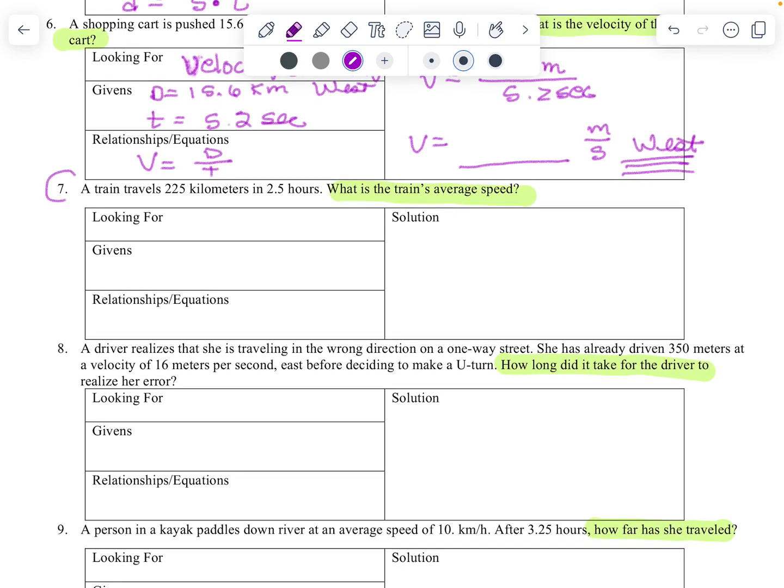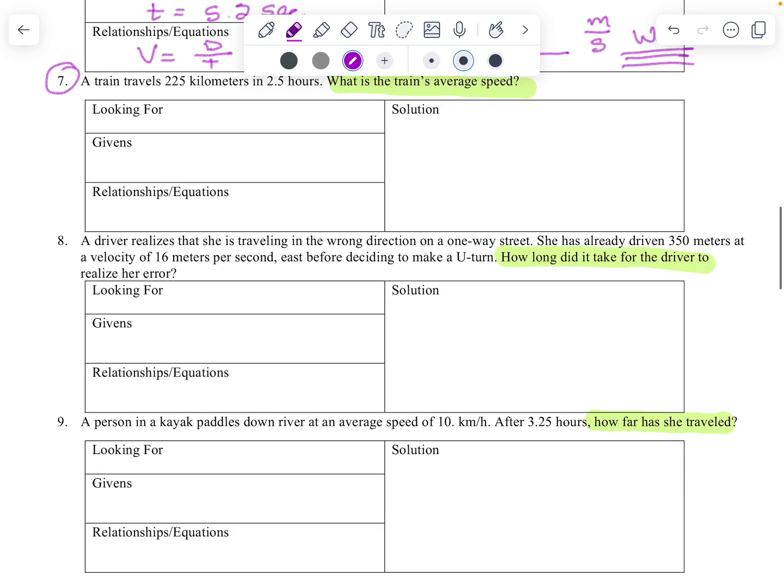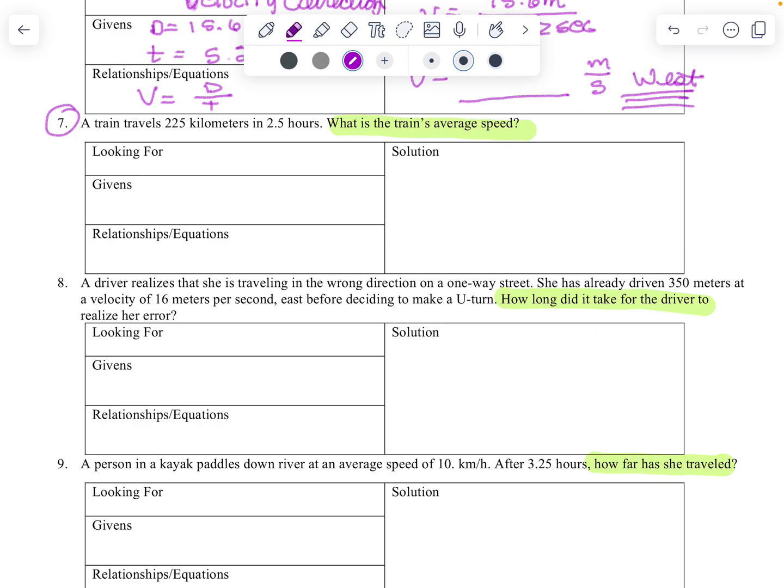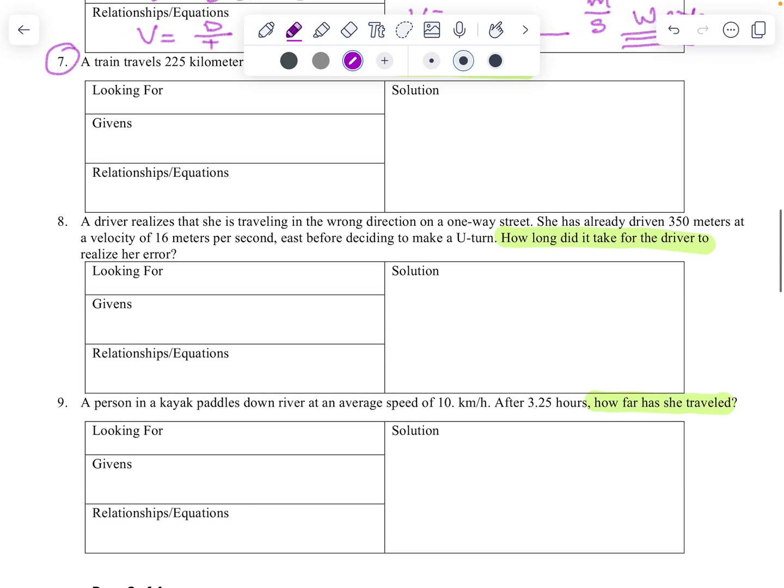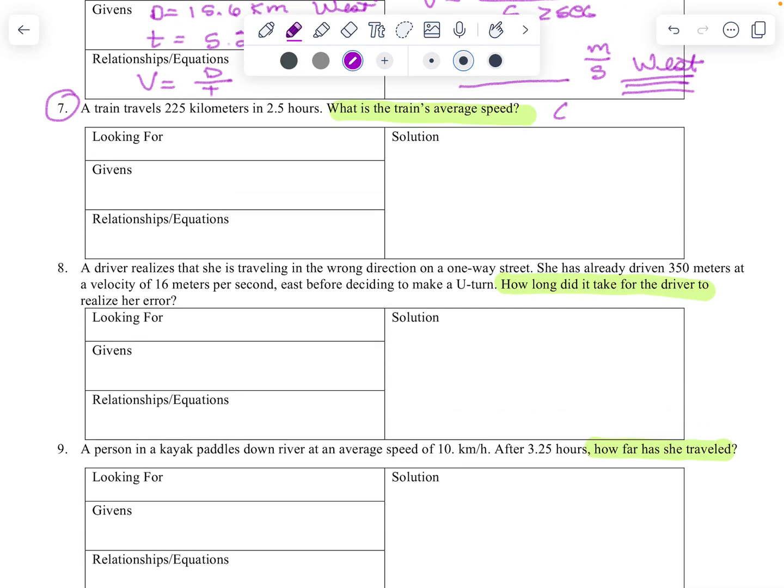You can pause this. You can do 7 by yourself. Make sure to fill out all parts of this. So give yourselves a few minutes to do number 7. Your instructor can decide when to move on. I would suggest you get 3 or 4 answers that agree, then move on.